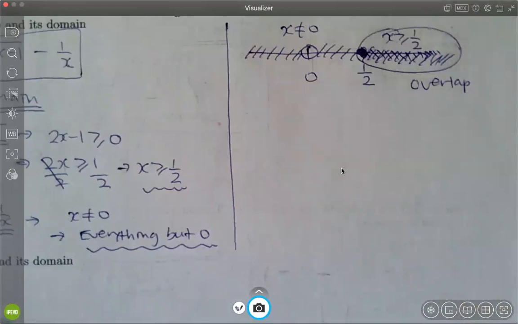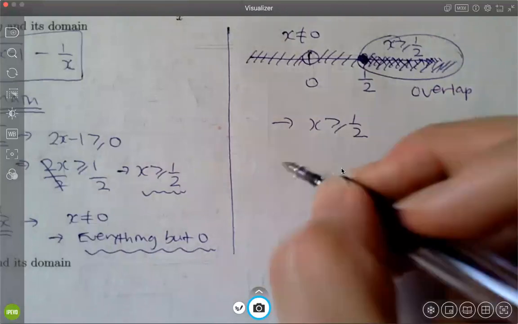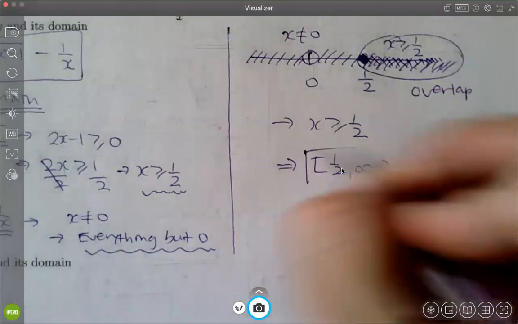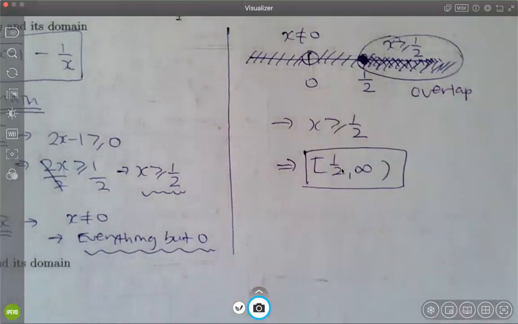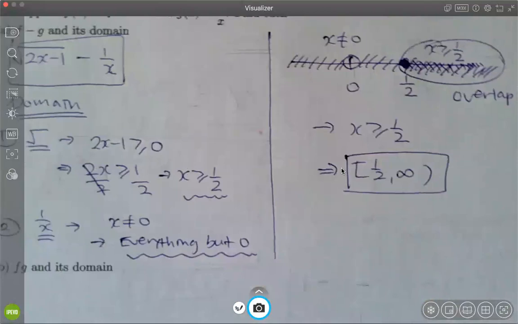Okay, so now where is the overlap? Anything greater than or equal to 1/2, right? Okay, so that's the overlap. And what's the interval notation of this? Bracket 1/2 comma infinity, right? Okay, so that is the domain of this product or the difference function. Okay, tricky, right? So now, there's the good news. We did the hard part.